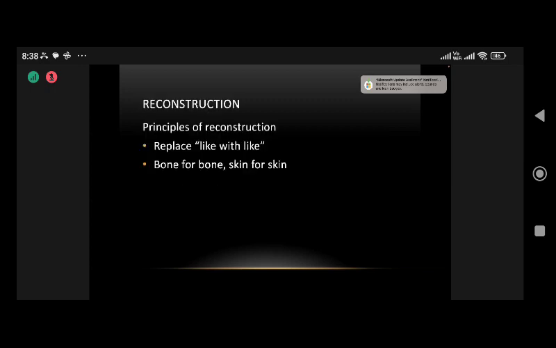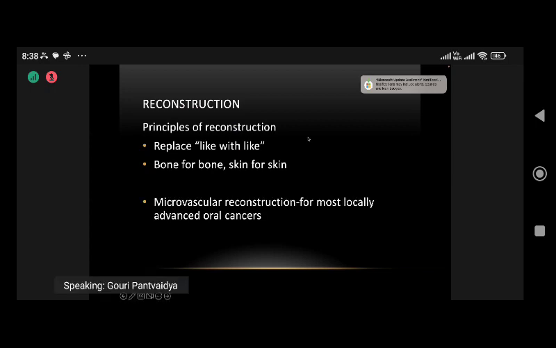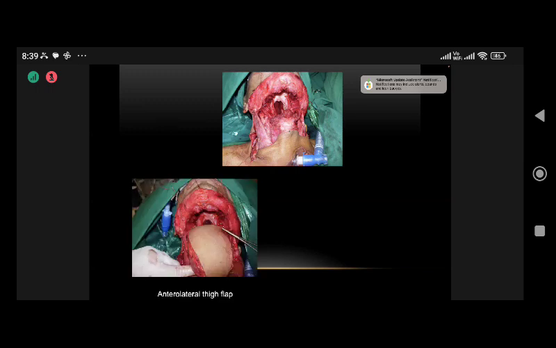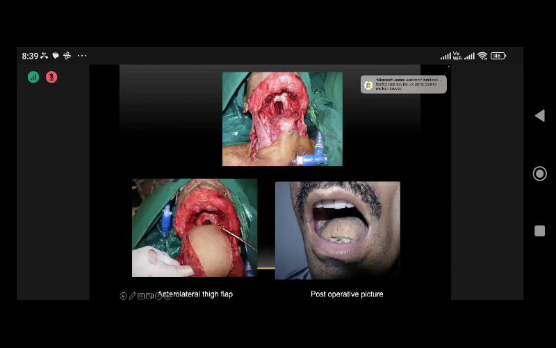Now, coming to the last bit, which is reconstruction of locally advanced defects. You have to replace like with like, bone for bone, skin for skin. Now, in most of these patients with advanced defects, it is much better to do microvascular reconstruction. Free fibula osteocutaneous flap, anterolateral thigh flap, and the free radial forearm flap are the commonest used. It's not that we cannot use pedicle flaps, but you have to choose your patients very correctly for pedicle flaps. Here are some of our defects where you see a total glossectomy defect has been reconstructed. You get a good bulk with an anterolateral thigh flap.